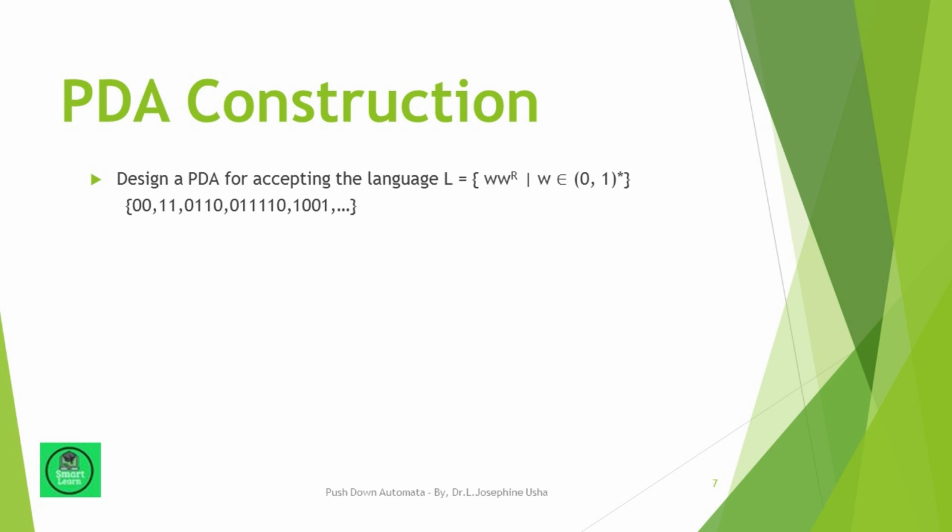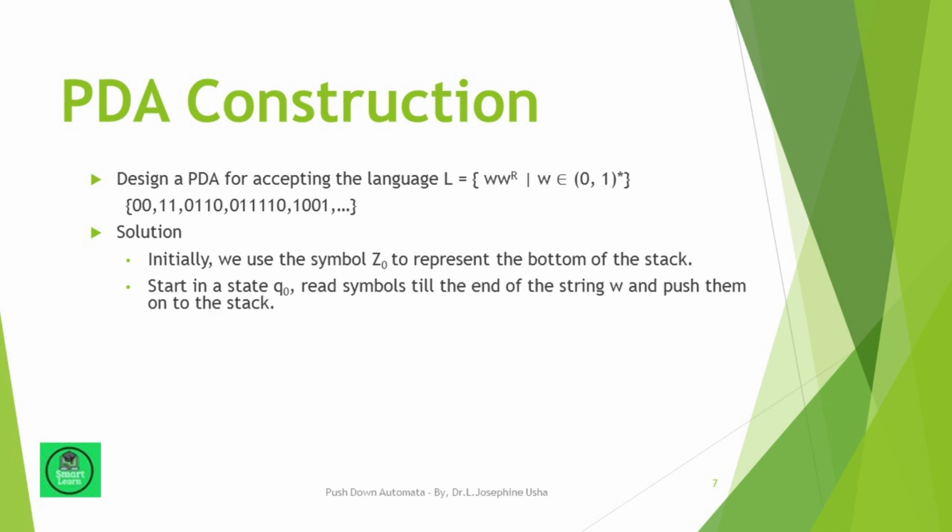So what we are going to do is construct the pushdown automata for this language. First we see what steps we have to consider. Initially we use the symbol Z0 to represent the bottom of the stack. So in the stack there is no content, that is empty. Here we are using the symbol Z0 to represent the bottom of the stack.